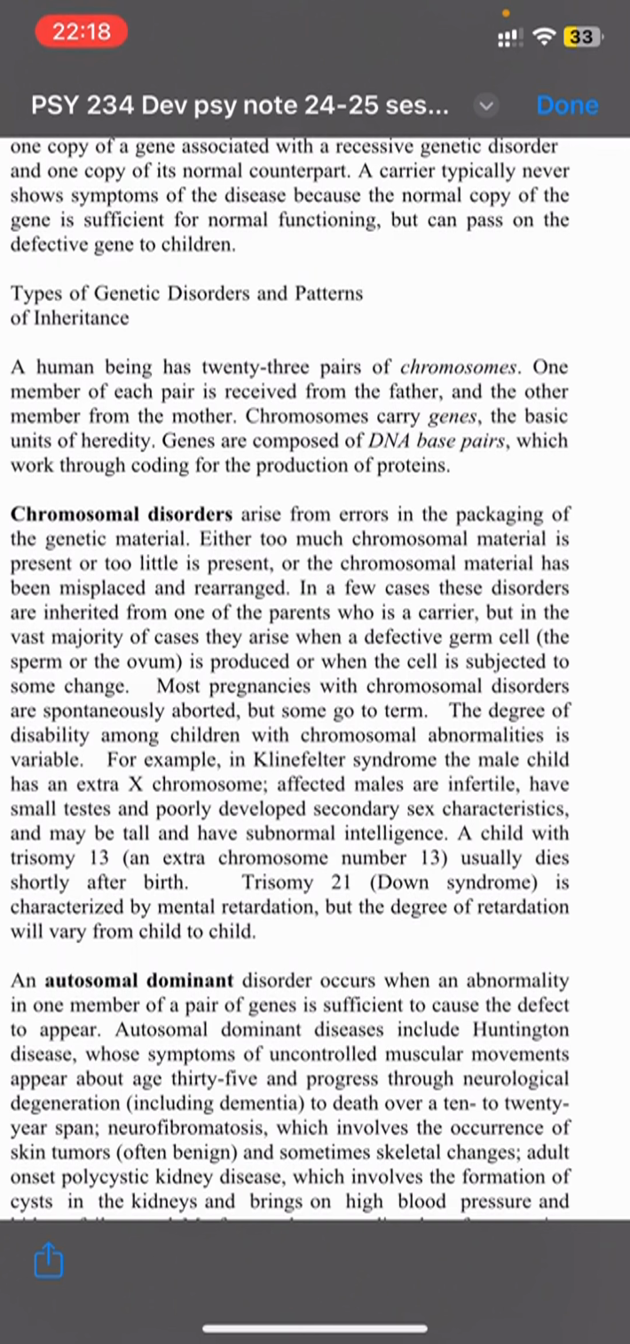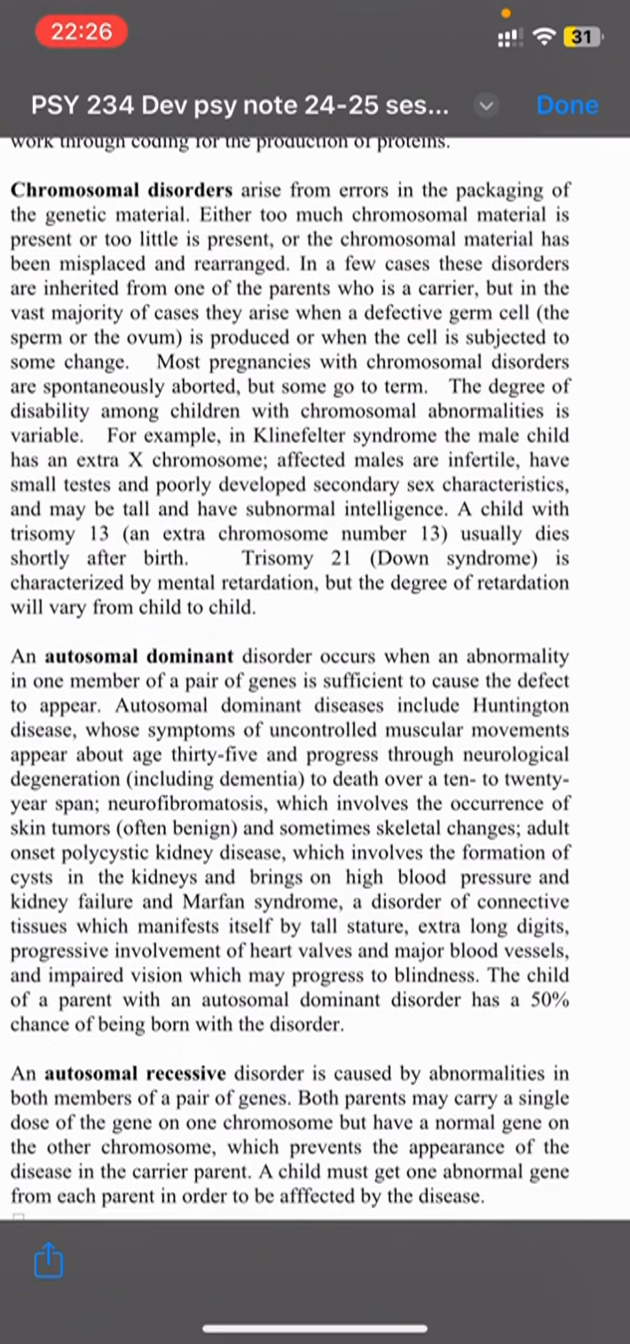A child with trisomy 13 usually dies shortly after birth. That's an extra chromosome number 13. Trisomy 21 will be an extra chromosome number 21, and this is Down syndrome.